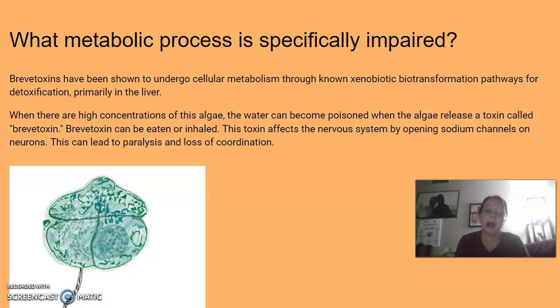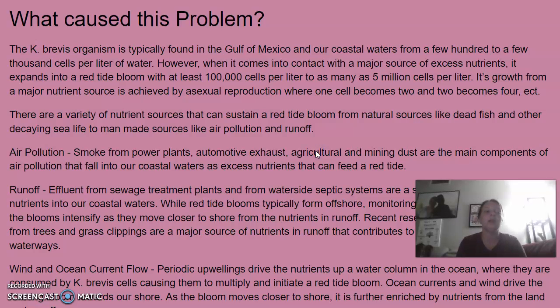When there are high concentrations of this algae, the water can become poisoned when the algae releases a toxin called the brevetoxin. The brevetoxin can be eaten or inhaled. This toxin affects the nervous system by opening the sodium channels on neurons. This can lead to paralysis and loss of coordination. So what caused this problem?